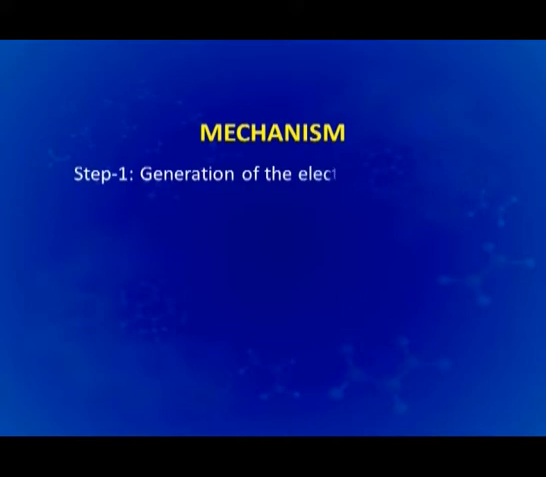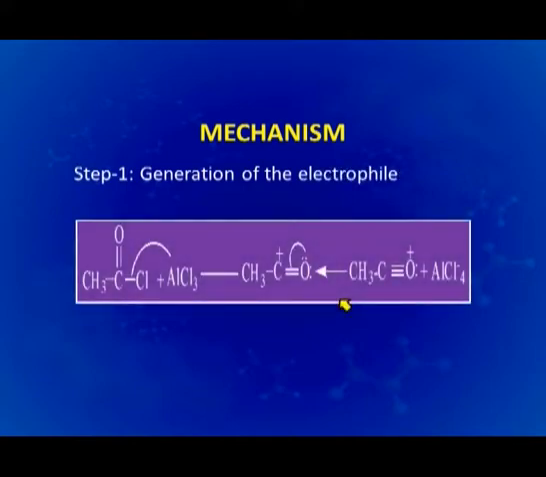The Friedel-Crafts reaction involves 3 steps. The first step would be the generation of the electrophile. Here the electrophile is the acylium cation. The acylium cation can be generated from the acyl chloride or acetic anhydride by using a Lewis acid, that is aluminum chloride.